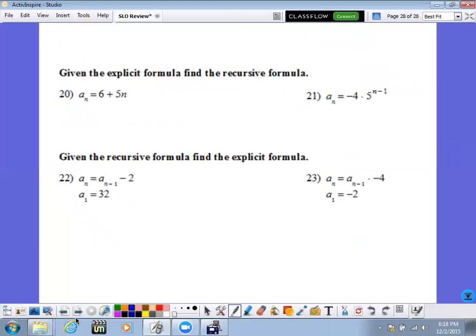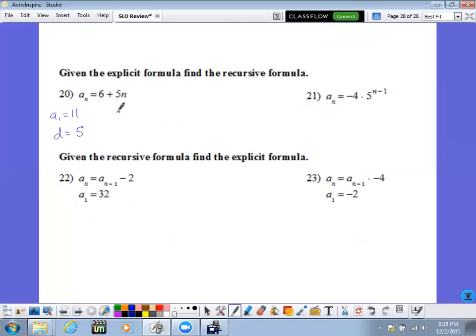All right, so you got an explicit formula. They want you to find the recursive formula. First thing you need to do is find your first term. So if I substitute a 1 right there, 5 times 1 is 5, plus the 6 is 11, so my first term is 11. And then my difference is always going to be multiplied right here, so my difference, what I'm going up by each time, is 5.